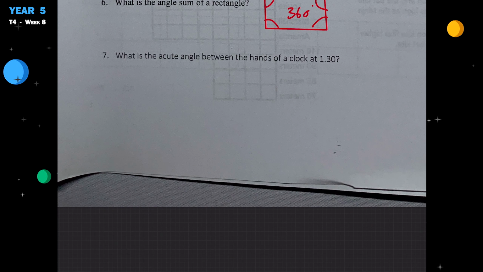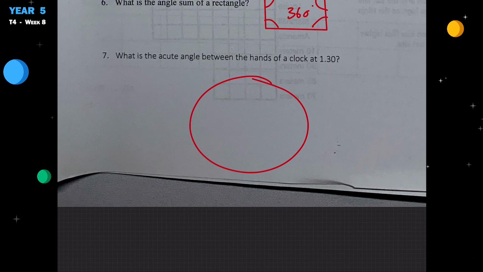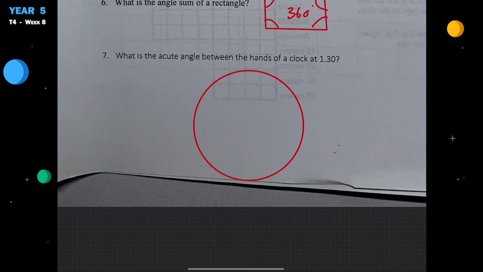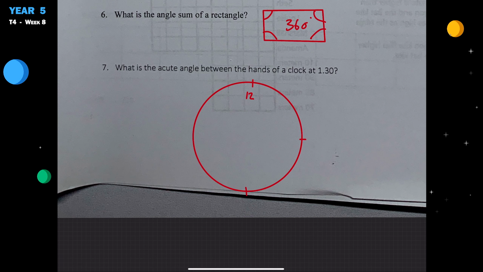What is the acute angle between the hands of 1:30? Whoops. Let's make that into a perfect circle. So here you've got your 12 and 6. You've got 3 and 9. 1, 2, 3, 4, 5, 6, 7, 8, 9, 10, 11.